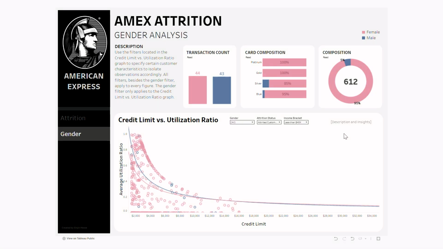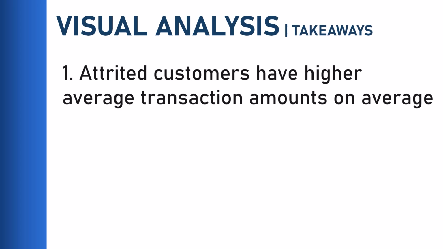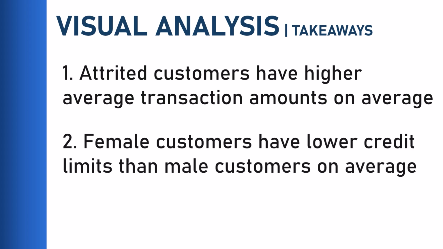So, from the Tableau dashboards, there are a couple of key takeaways. First, attrited customers have higher average transaction amounts than existing customers on average, which suggests attrited customers are more affluent. Second, female customers have significantly lower credit limits than male customers on average, despite having higher average utilization ratios on average, which could indicate there being a gender bias against female customers in the credit limit assigning procedures.